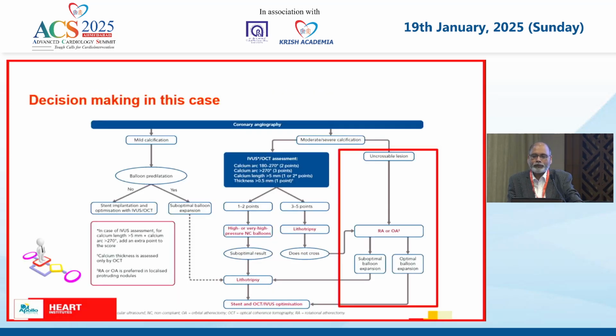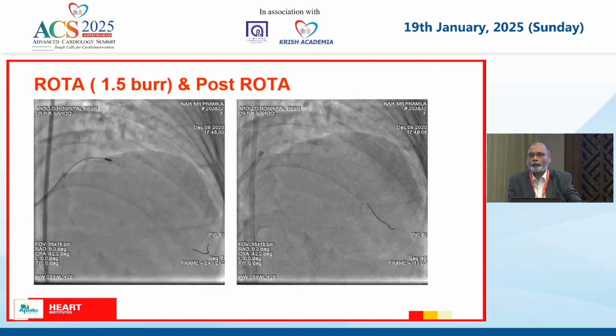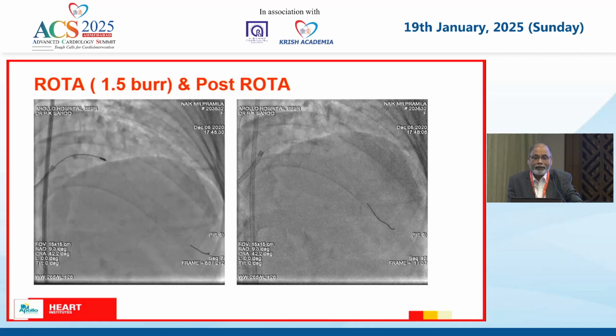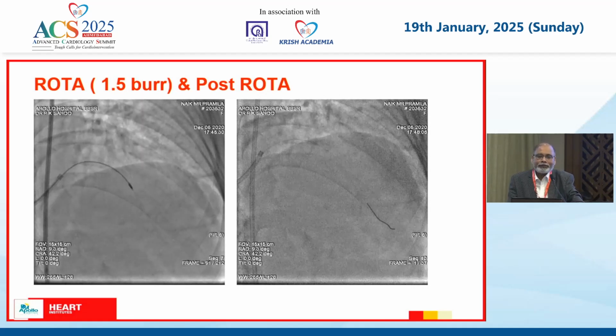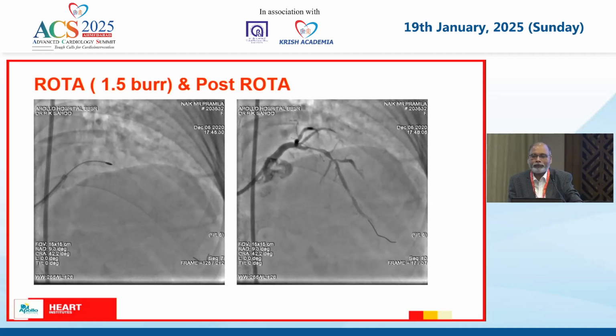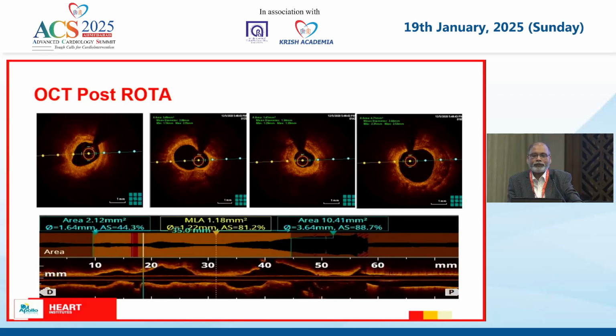So the best thing is to go for a rotational atherectomy or an orbital. We didn't have orbital at that time. This was a case done in 2020. So this was what we did. We just went ahead with the rotational atherectomy, and this was the post-rota calcium debulking, which you can see, but it still needs work to be done.